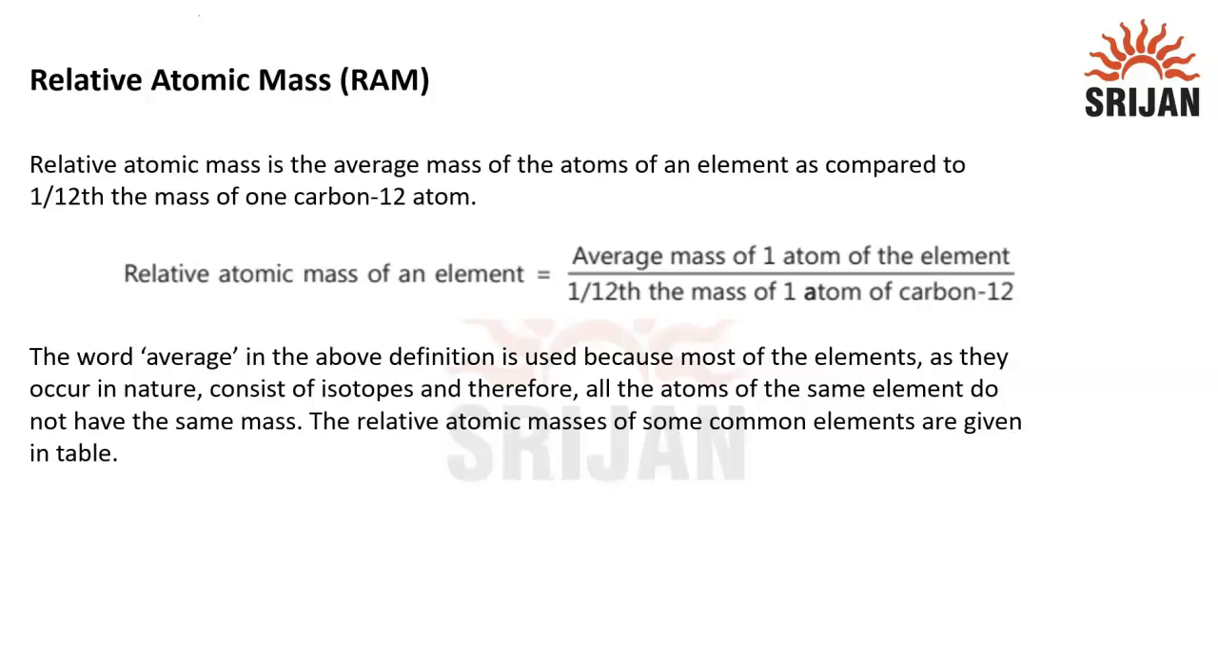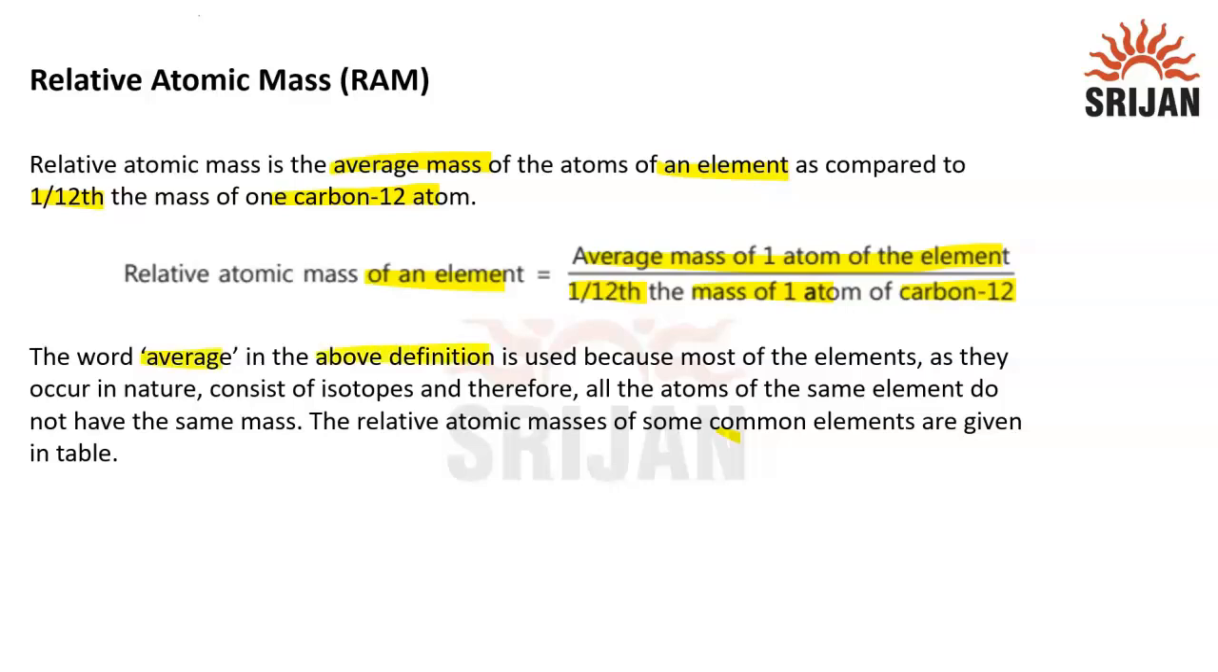Then we have relative atomic mass. Relative atomic mass is simply the average mass of the atom of an element as compared to 1/12 the mass of a carbon-12 atom. So the relative atomic mass of an element is simply the average mass of one atom of the element divided by 1/12 the mass of one atom of carbon-12.